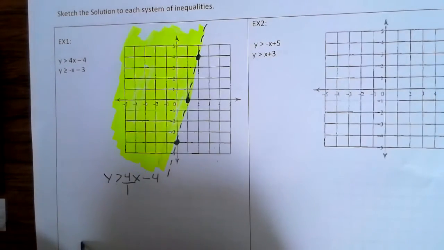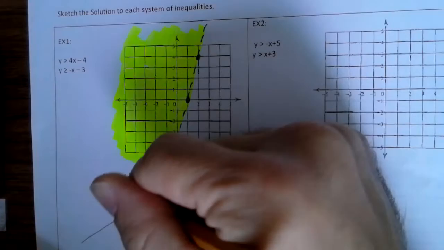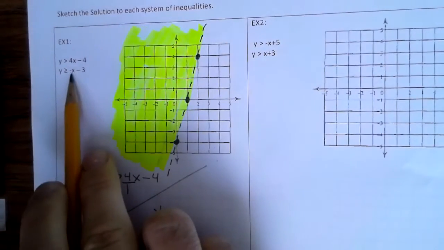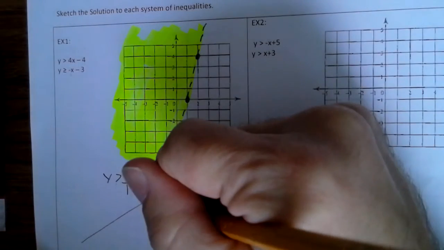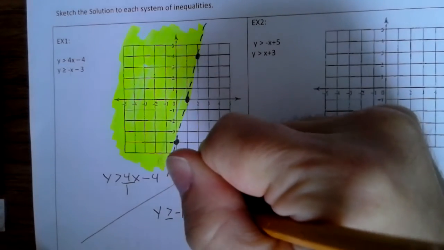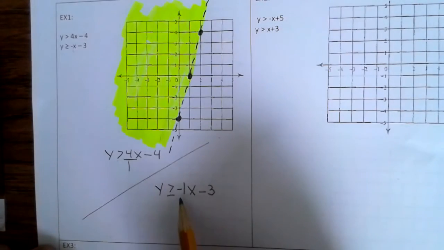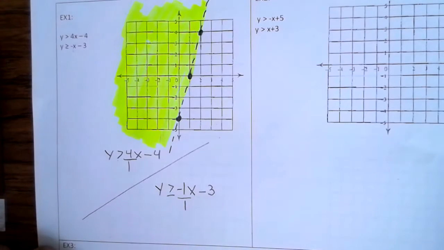Now, let's look at this inequality. Y greater than or equal to. Now, if there's a negative in front of the x, we're going to make a 1. So -1x minus 3. Now again, the number in front of x is a fraction because it's rise over run, so we're going to divide it by 1. So now graphing here, we start at -3, so there's a dot at -3.